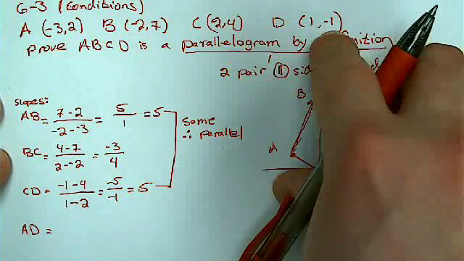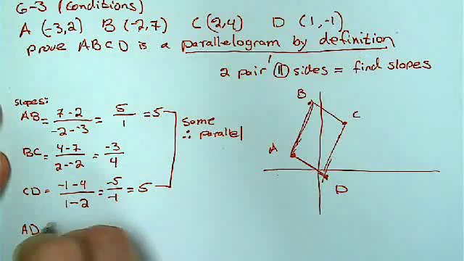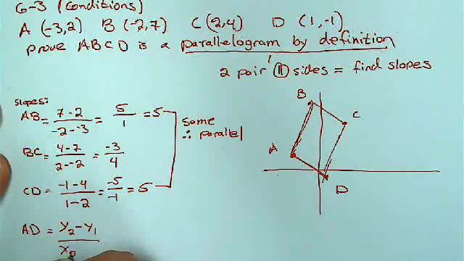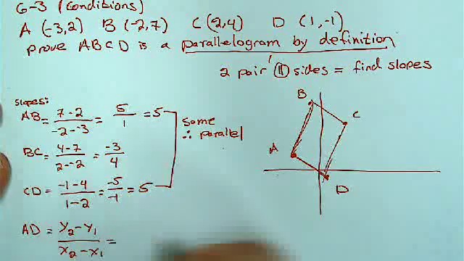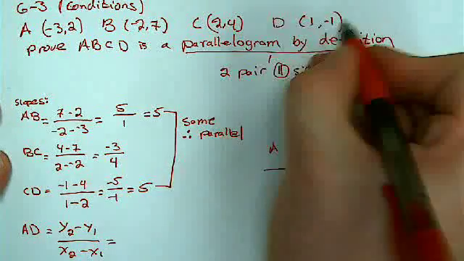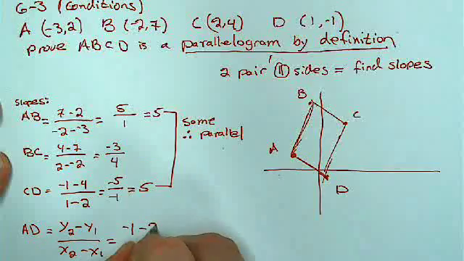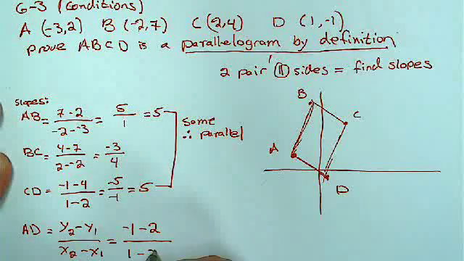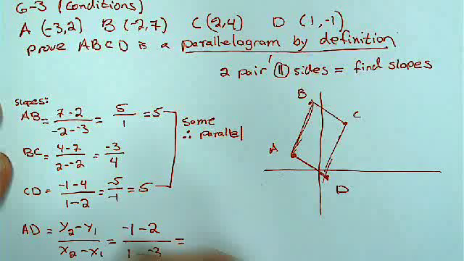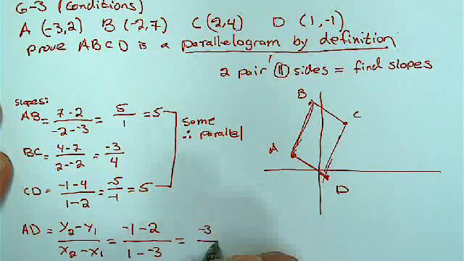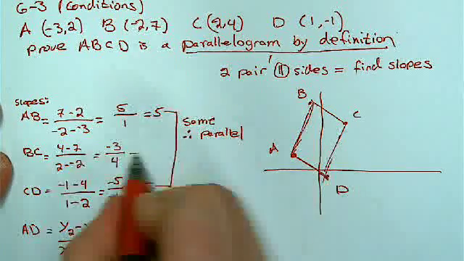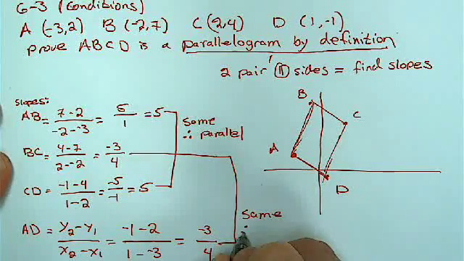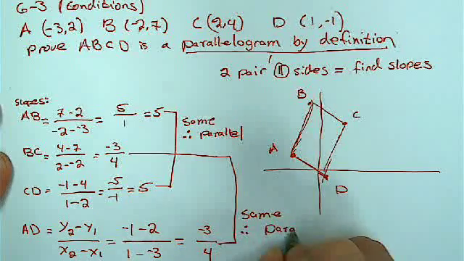Remember, we're taking the y's. I'll actually write this out the longhand just for those that have forgotten the formula. y2 minus y1 over x2 minus x1. So let's see, negative 1 minus 2 over 1 minus negative 3 gives me negative 3 over positive 4. And same, therefore, parallel.